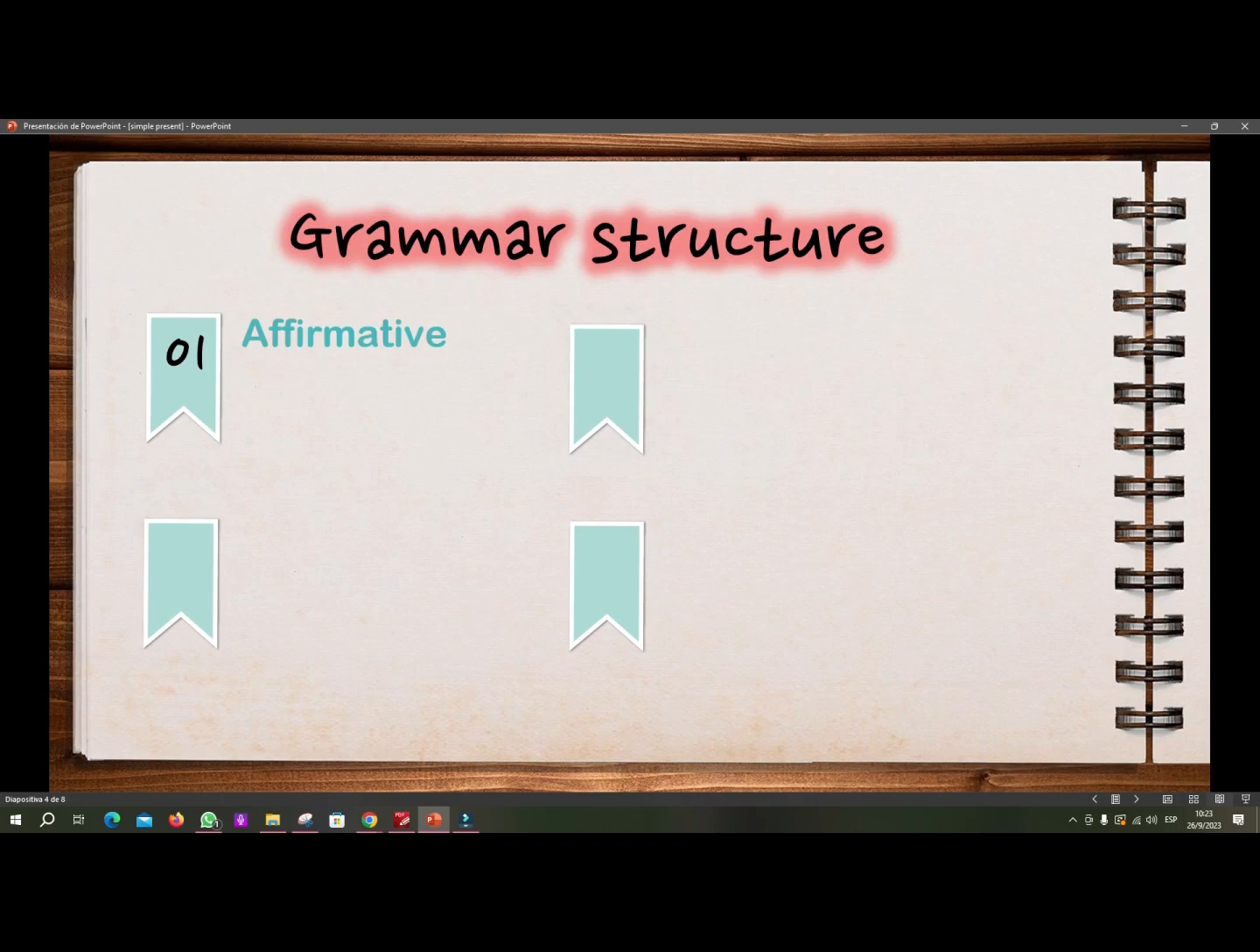Here you have the grammar structure. For the first one, we have the affirmative. First, you need to have the subject plus the verb, in this case with S, IES, or ES, depends, right, on the verb that you have, and also the complement.